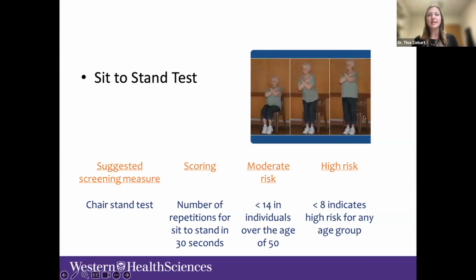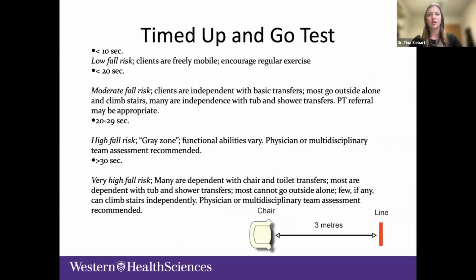So this is a great test to measure lower extremity strength as well as endurance, and it can be done pretty much anywhere. All you need is a chair and a stopwatch, which can be your phone these days, and then it only takes 30 seconds. So a really great way to look at that fall risk, but also looking at lower extremity strength and endurance.